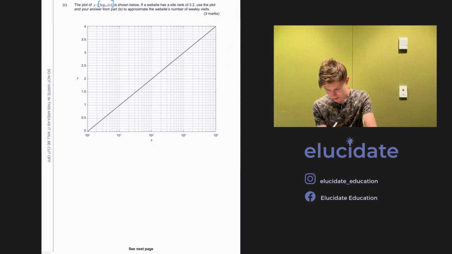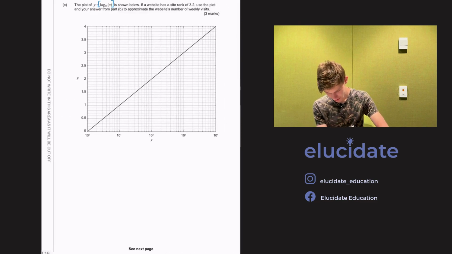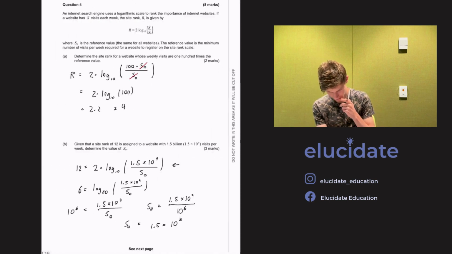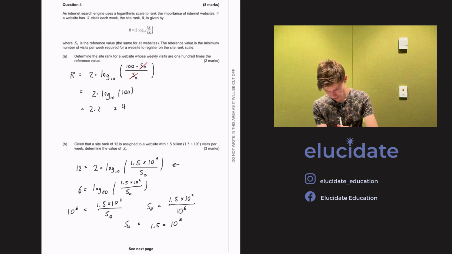We are told that the website has a rank of 3.2. So that means 3.2, or we can simplify this to be 1.6, equals, getting rid of the 2 there, log 10 of our unknown, minus, using our log laws, log 10 of our initial value that we got up here, which was 1.5 times 10 to the 3.